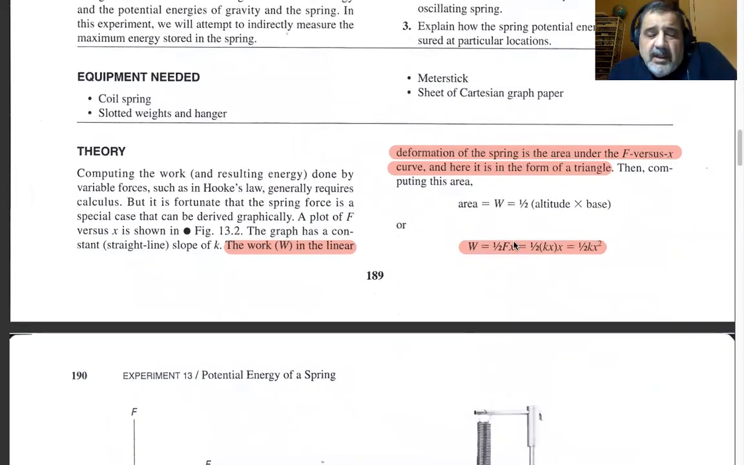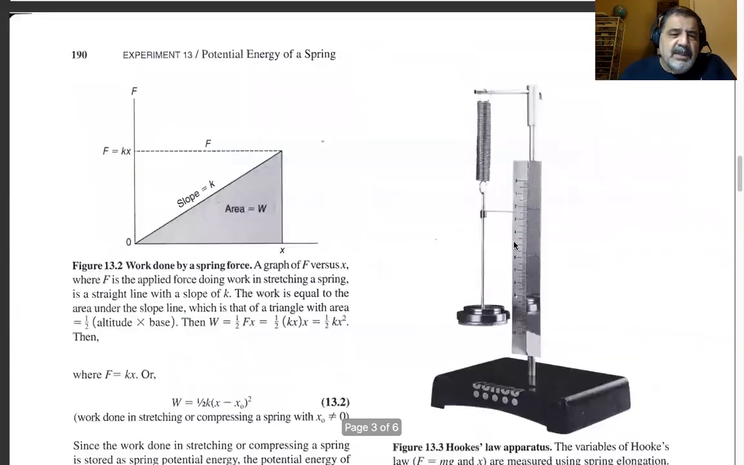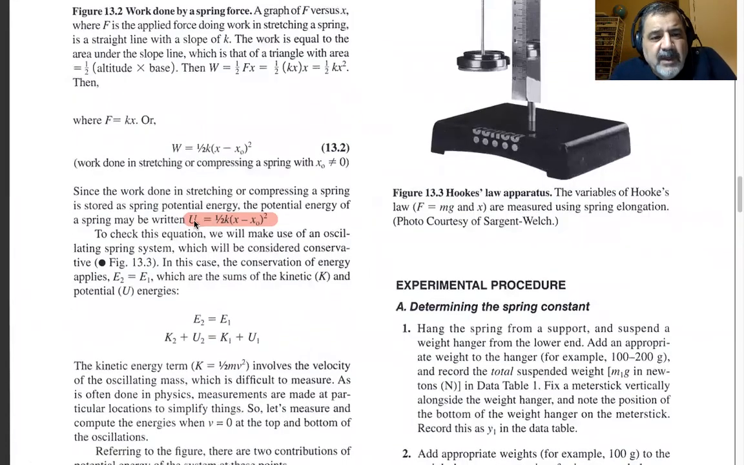Okay, let's look over here. Work is equal to 1/2 F times X, 1/2 times the height times the base. That's equal to 1/2. Since force is equal to Kx, it's 1/2 Kx times X. So there's 1/2 Kx squared, which also happens to be the potential energy. You'll see the U sub S is equal to 1/2 K delta X squared.